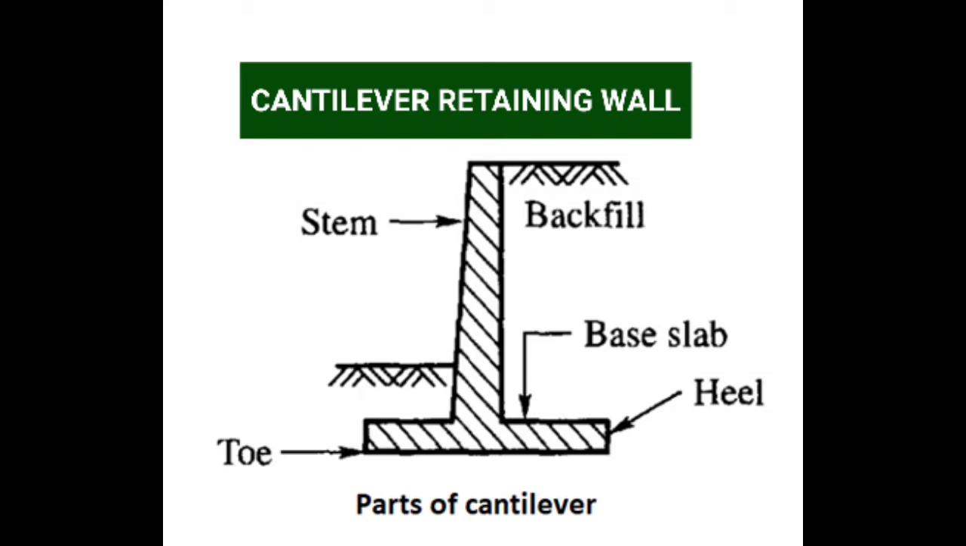Next point, the portion of the base slab beneath backfill material is termed as heel and the other part is called as toe. Next point, cantilever retaining wall is economical up to height of 10 meter. Next point, it requires smaller quantity of concrete compared with gravity wall but its design and construction shall be executed carefully. Next point, similar to gravity wall, sliding, overturning and bearing pressure shall be taken into consideration during its design.